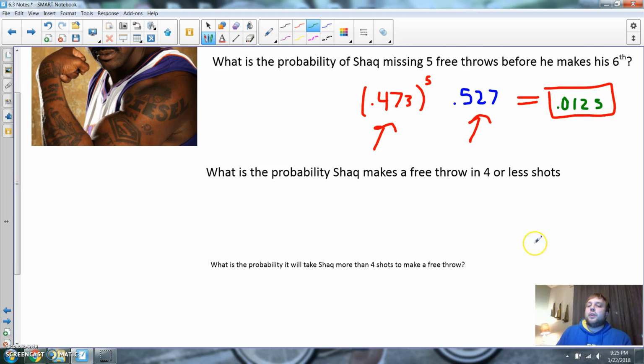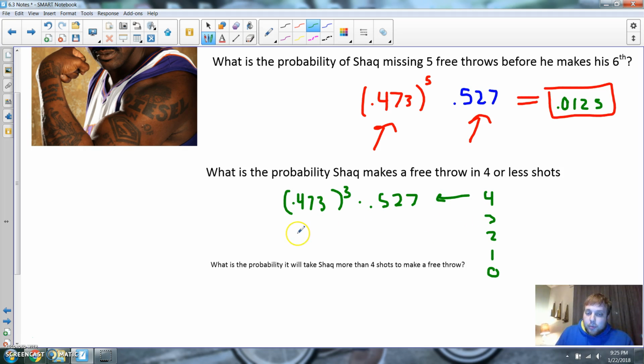What's the probability Shaq makes a free throw in 4 or less? So he makes it on the 4th shot, or the 3rd shot, or the 2nd shot, or the 1st, or 0, right? So you could do 4 of these. It would be 0.473, means he's got to miss this. He's got to miss 3 times and make it on the 4th, which would be 0.527. That would be the probability of getting it on the 4th.